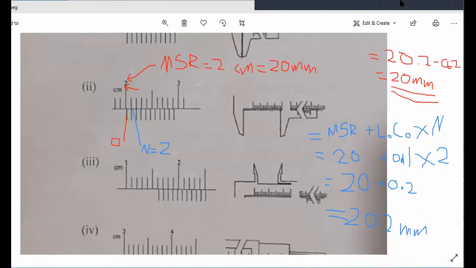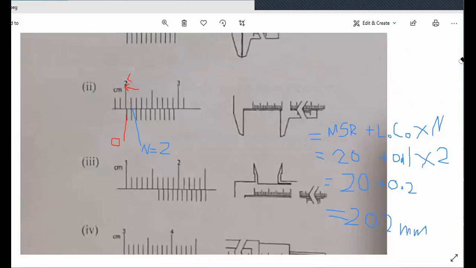If you want, please take a screenshot. I'm going to erase everything. I'm going to go to figure 3. Now somebody please tell me the measurement shown in figure 3.